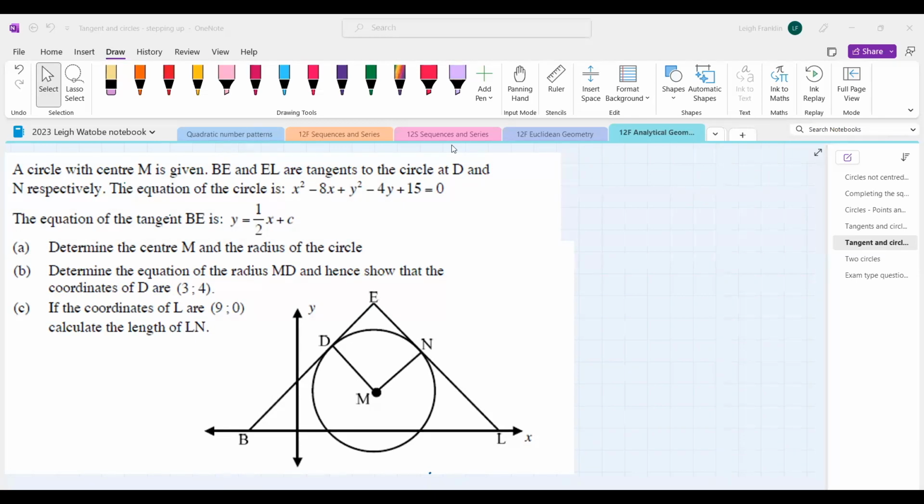Absolutely, Ayanda, not a problem. Okay, not a problem to use that formula at all.